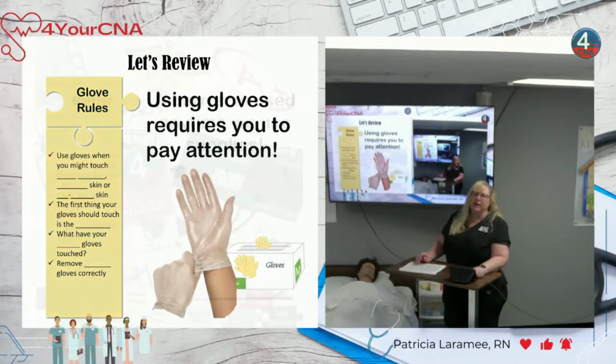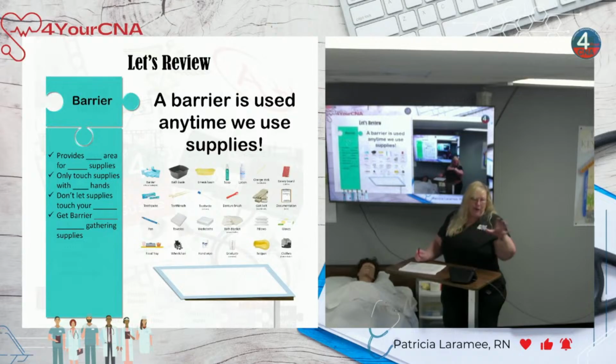All right. So if we decide that we do need supplies for whatever reason, we have to have a place to put those supplies. Supplies are clean. So we need a clean place. Table is not. So what can we use? Barrier. A barrier. And the whole purpose of a barrier is just to give us a clean place for those clean supplies. And we only want to touch the supplies with what kind of hands? Clean. Clean hands. When you're getting your supplies, what can't those supplies touch? The uniform. Your uniform, it's not considered clean. So we want to go get the barrier and put it on the table and then go get our supplies and put those on the barrier.